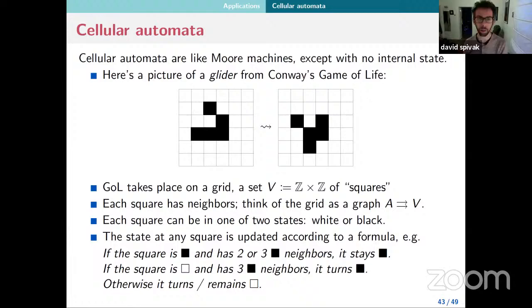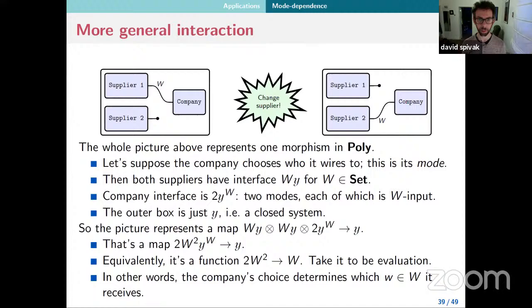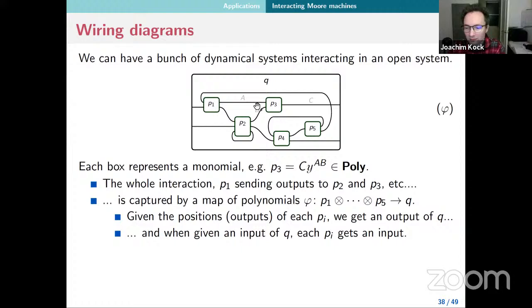Let's see. Can you ask that question again? The topology of the graph. How does it affect the diagram with respect to morphisms in poly?